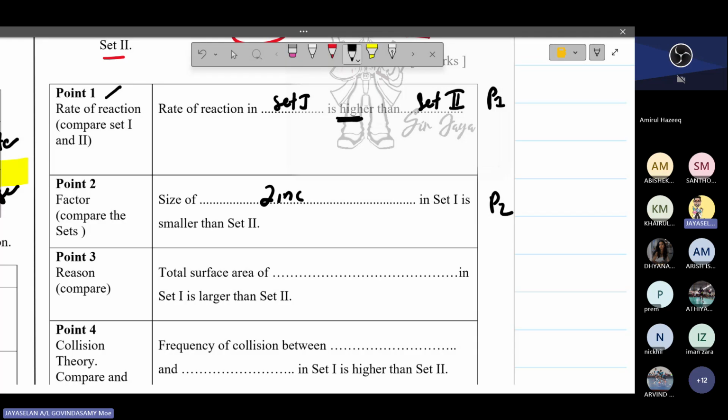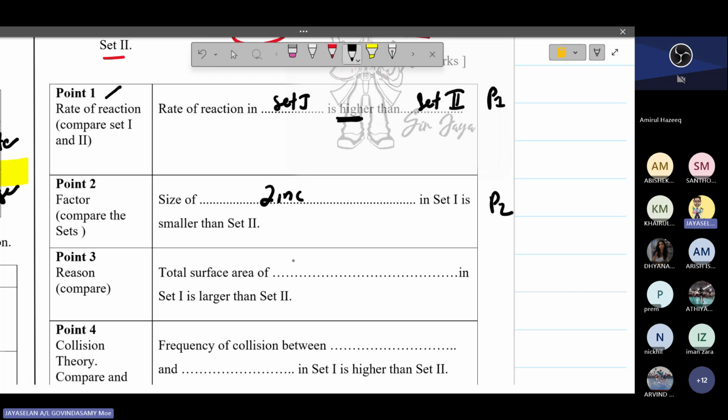Sir, if you write zinc powder, is it okay? Yeah, okay, can. As long as you compare set 1, because you already chose that set 1's rate of reaction is higher, right? Can. Size of zinc in set 1 is smaller than set 2. You already score 1 mark. Okay, now the reason for the factor. Why do you say the size of zinc in set 1 is smaller? What will happen?